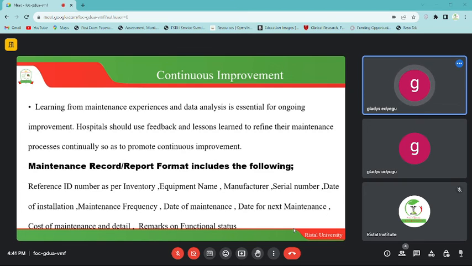So the date of maintenance: when did you last maintain this? Or if you did the maintenance today, then you're supposed to note the date of today. That's when you did the maintenance. Then you're supposed to know when to do the next maintenance. So the date for the next maintenance is also supposed to be calculated from the date you maintained the machine. If it is every 6 months, when is the next date for maintenance? That should also be noted in the maintenance documents.